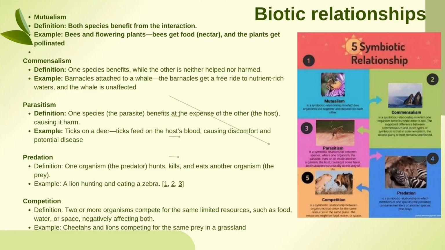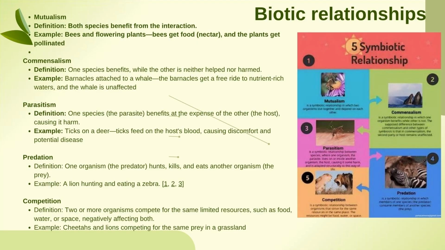Next, coming to parasitism, one species benefits and the other species is harmed. Example, ticks on deer. There are several ticks attached to the deer. Ticks feed on the host's blood. The host is the deer here, causing discomfort to the deer and potentially disease. So here the ticks will be benefited but the deer will be harmed.